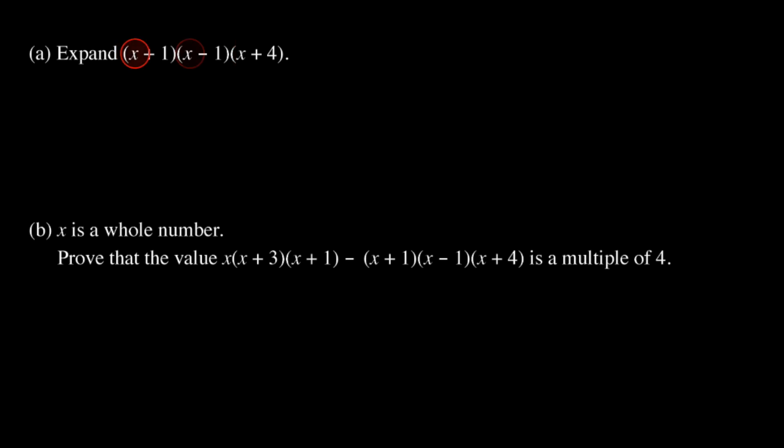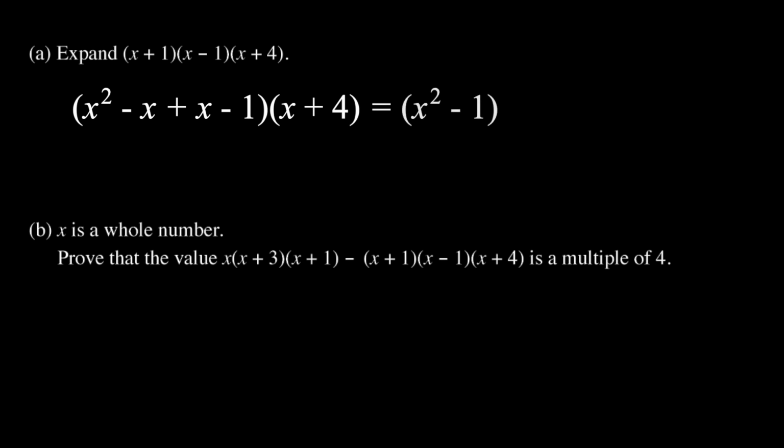We have x multiplied by x, which is equal to x squared. Then we have x multiplied by minus 1, which is minus x. Then we have 1 multiplied by x, which is plus x. And then we have plus 1 multiplied by minus 1, which is minus 1. And of course that simplifies to x squared - 1, the difference of two squares. So we now have (x squared - 1)(x + 4).